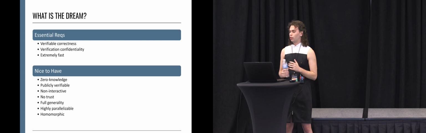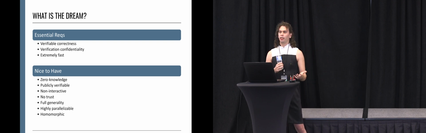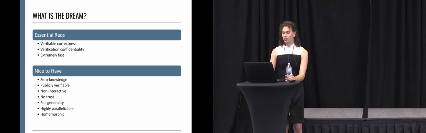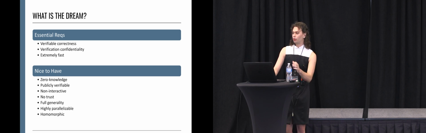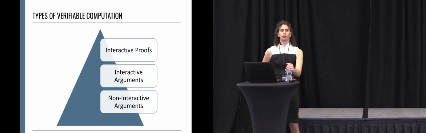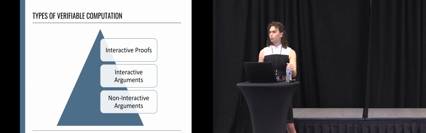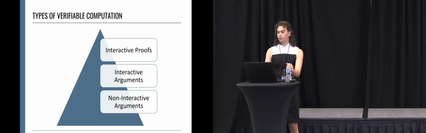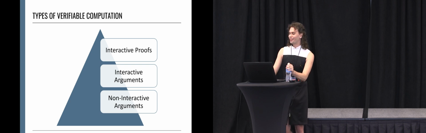I said a lot of these protocols are interactive, and that incurs communication costs, so skipping that is nice. And the other couple have to do with more technical details that I'll get to in a bit. So there are 3 major ways that you can verify computation. They're called interactive proofs, interactive arguments, and non-interactive arguments.